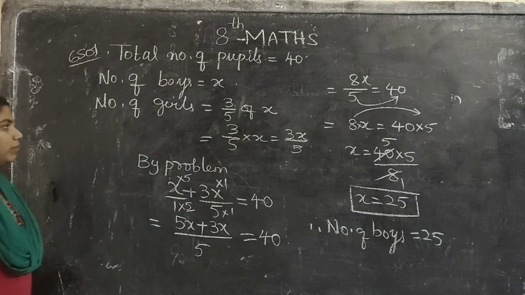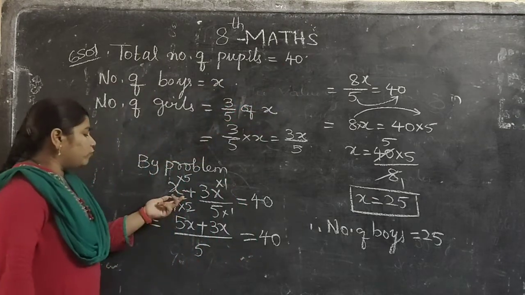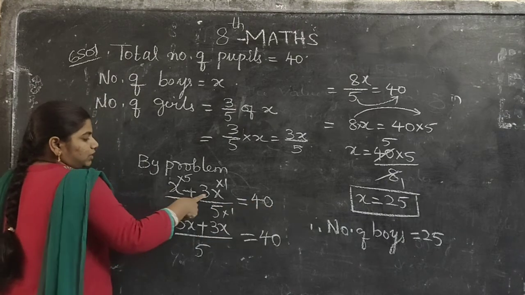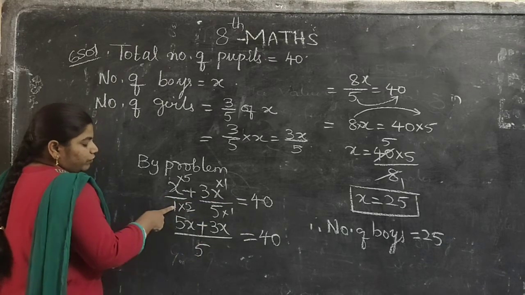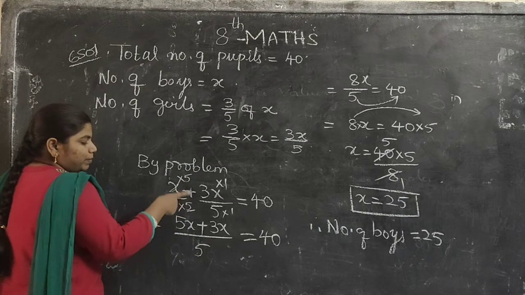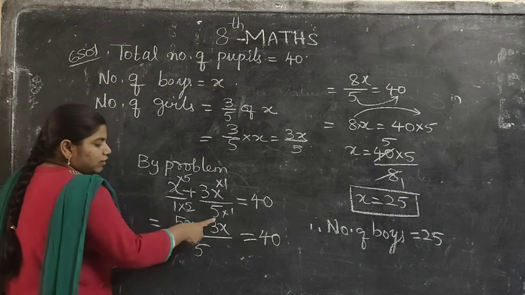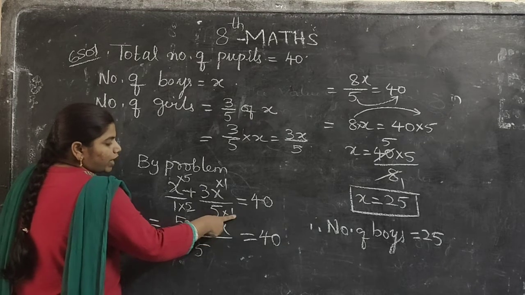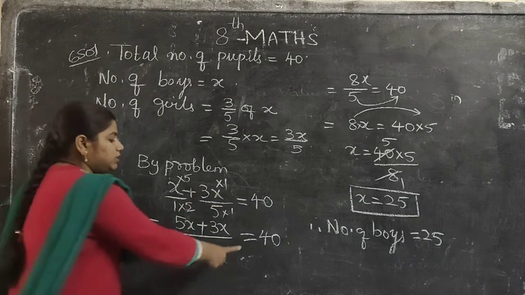Now by the problem, if you add these boys and girls, then only you will get the total strength. So number of boys plus number of girls is equal to total strength. So x/1 plus 3x/5 is equal to 40. The LCM of 1 and 5 will be 5. So for 1, how much will you multiply to get 5? That is 5 times. That 5 I am multiplying in numerator and denominator. So 5 into x is 5x plus, for 5, how much will you multiply to get 5 again? That is 1 time. So that 1 I am multiplying in numerator and denominator. So 3x into 1 will be 3x is equal to 40.